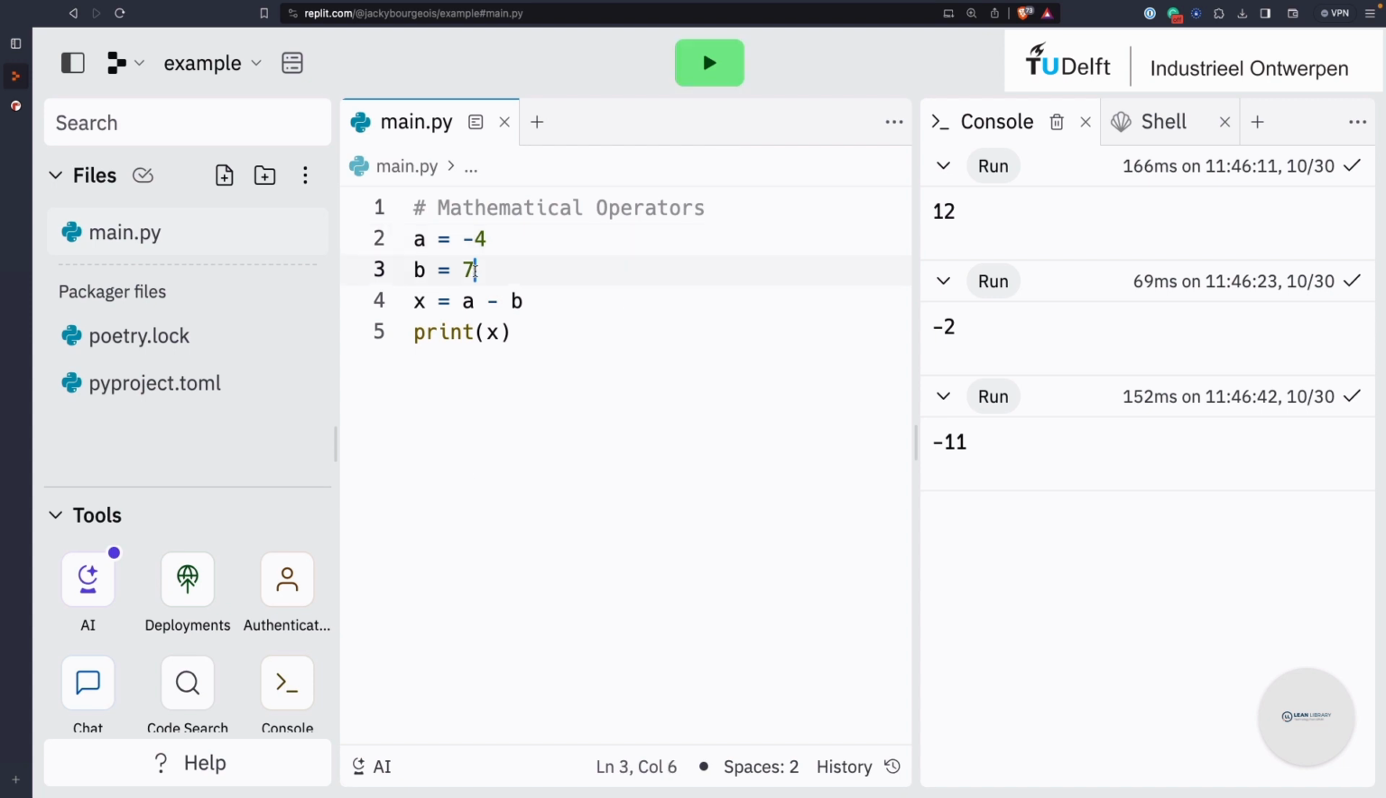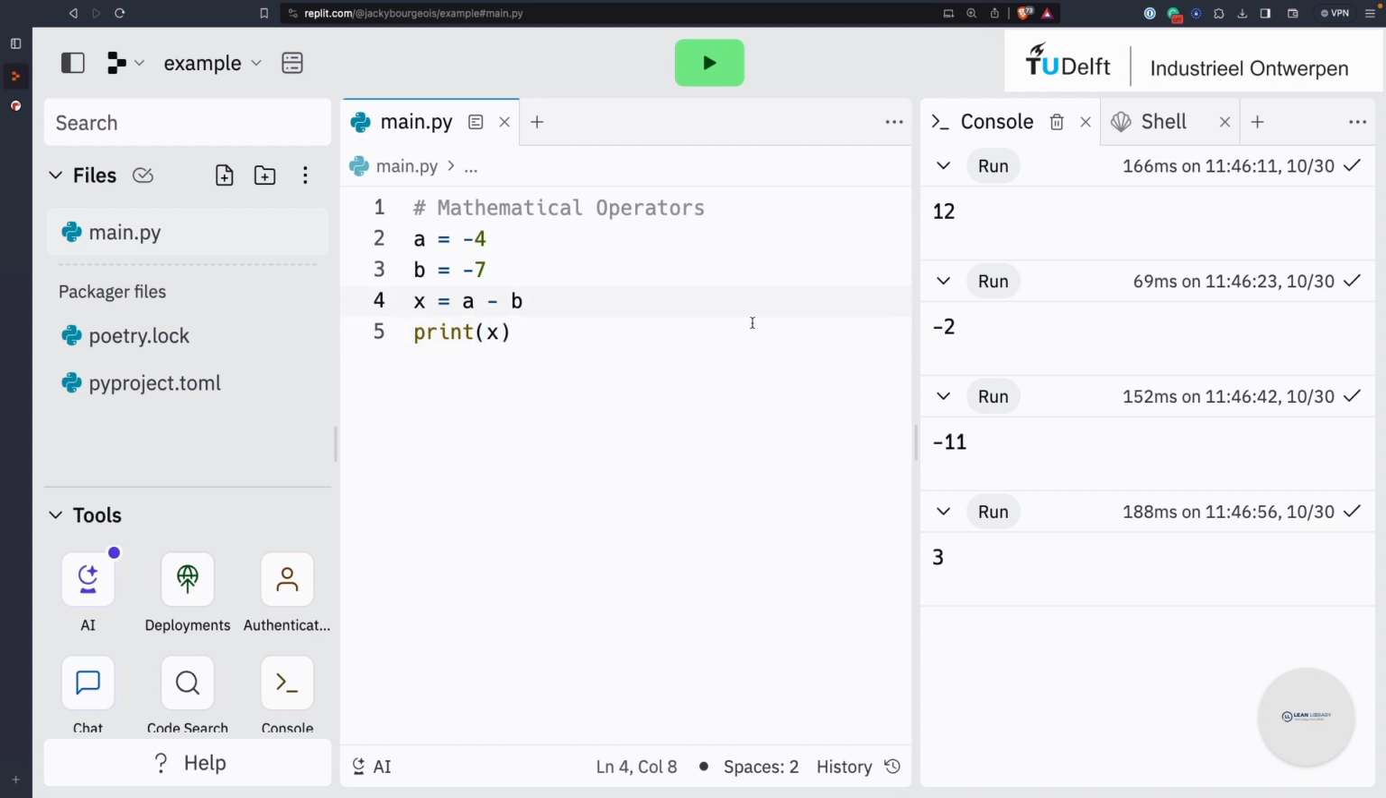So if we make that B minus 7 rather? Yeah, that also works. Plus 3. Cool. That's all indeed logical. So that's the minus 4 minus minus 7 is minus 4 plus 7. Okay. So that's basically just maths. Plus and minus are the super easy ones.